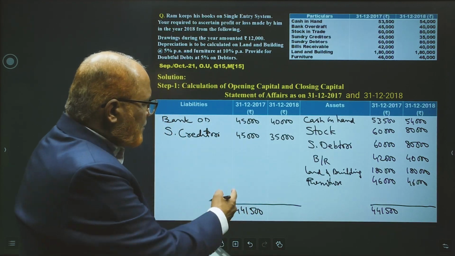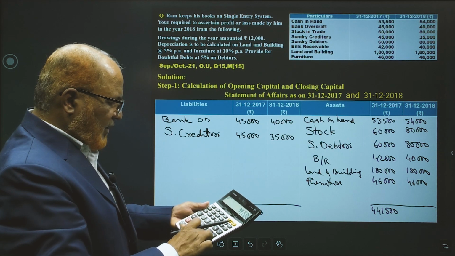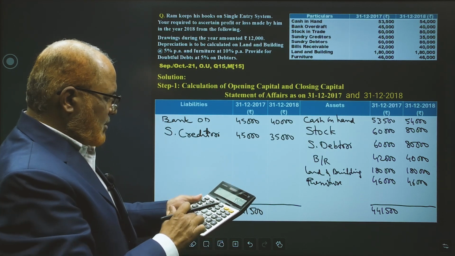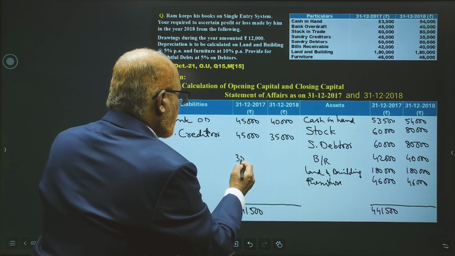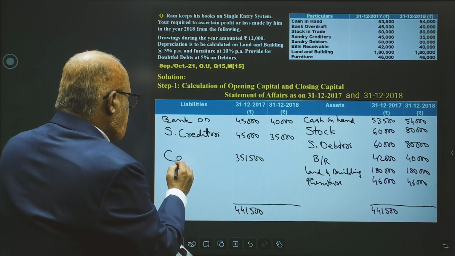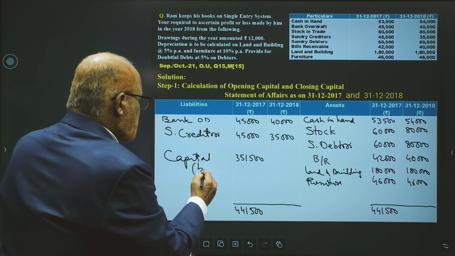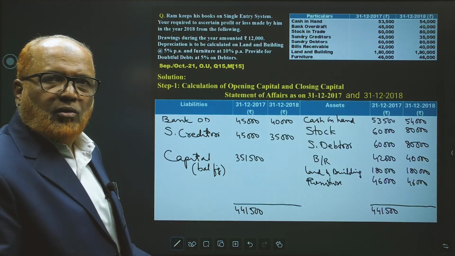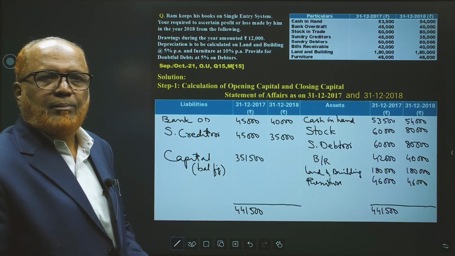4,41,500. From this, subtract these two liabilities, minus 45,000. So it comes to 351,500. This is nothing but capital. This is the balancing figure. So we got the capital at the beginning of the year. Last year's closing capital is the current year's opening capital.